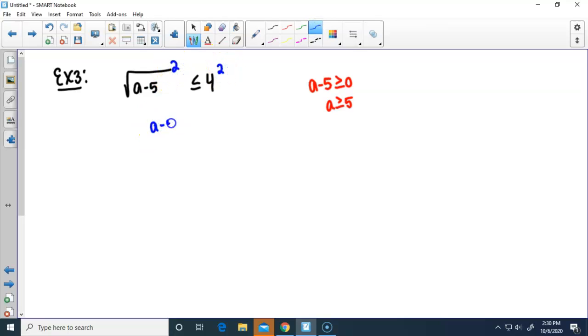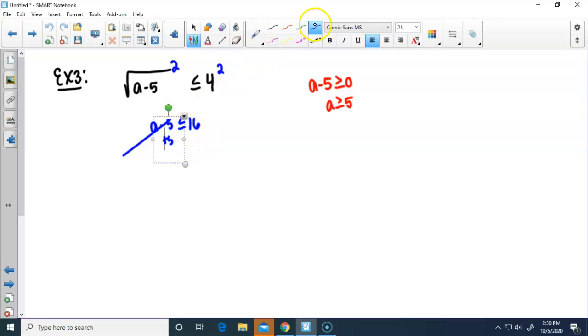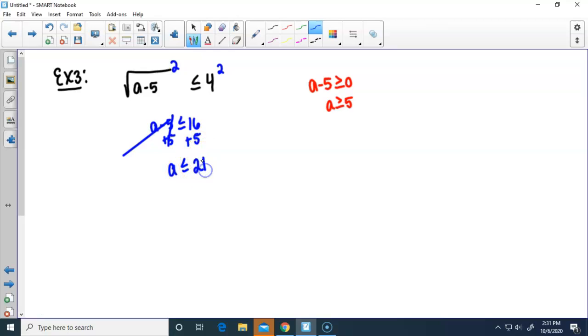So a minus 5 is less than or equal to 16 if we add that 5 to both sides. I don't know why it doesn't let me write 5. A is less than or equal to 21.